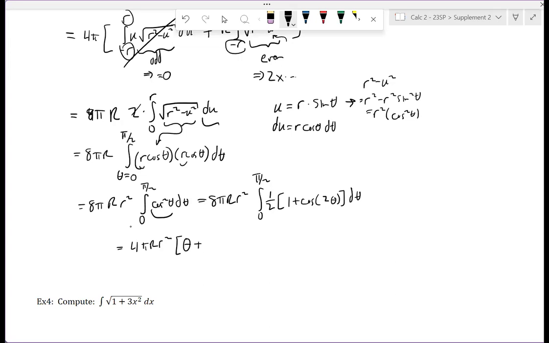plus, when I integrate cosine, it integrates to sine 2 theta and 1/2 from 0 to pi over 2. Once again, my sine contributes nothing. Sine of 2 pi over 2 is sine of pi, which is 0. Sine of 0 is 0. When I put in 0 for theta, that contributes nothing. So the only non-zero contribution I get is when I plug pi over 2 in for theta.